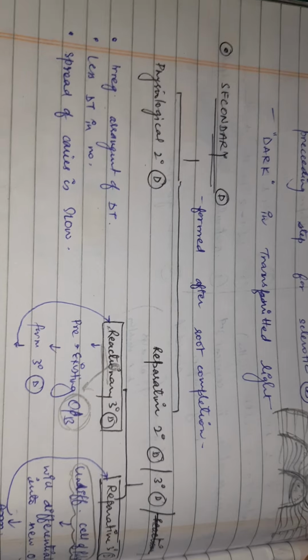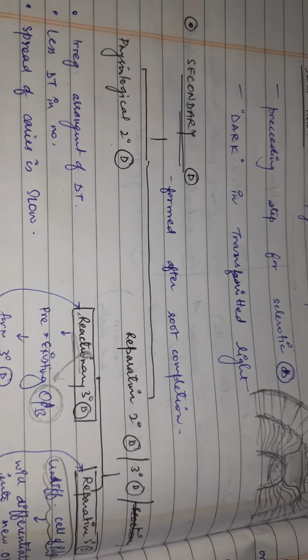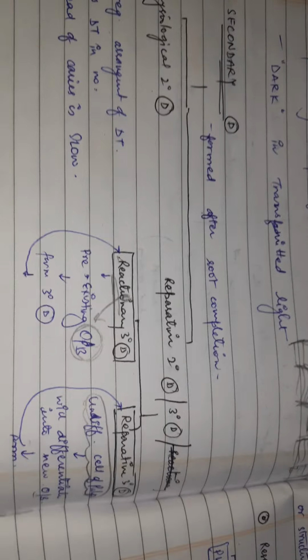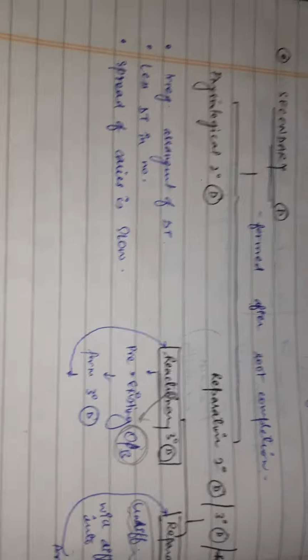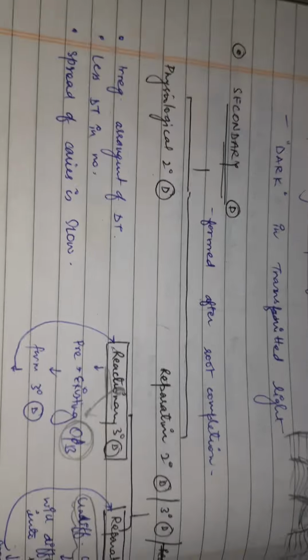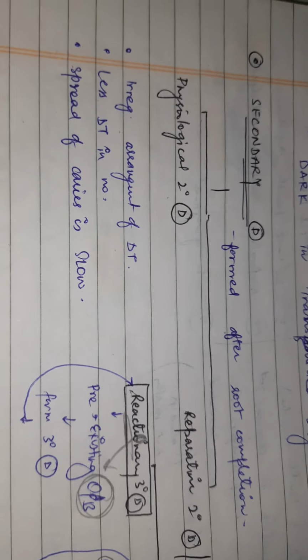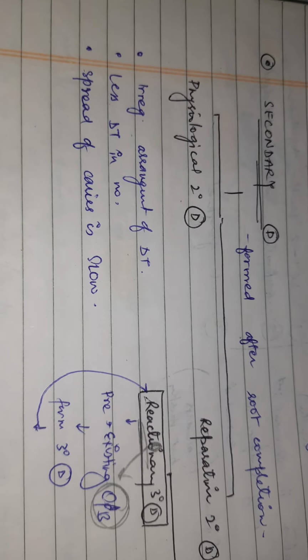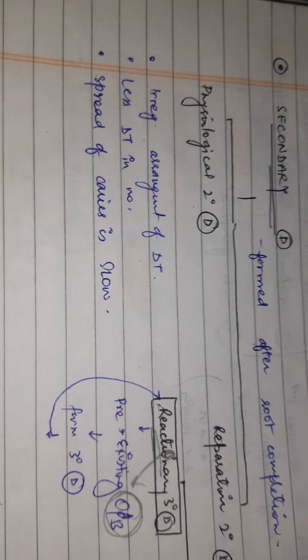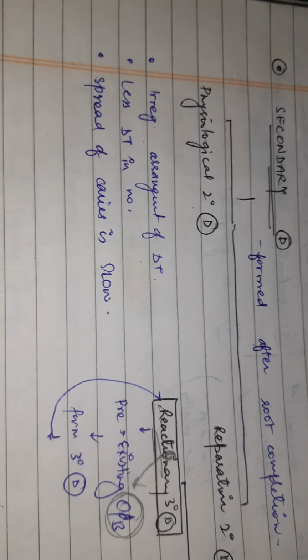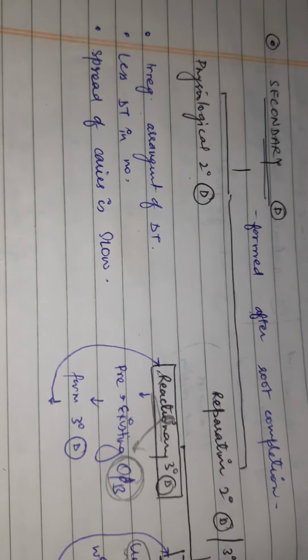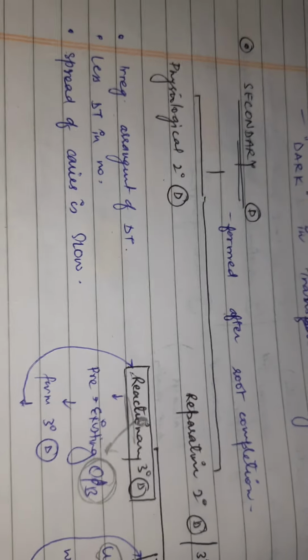Now secondary dentine is formed after root completion. There is physiological secondary dentine, and reparative or tertiary dentine. Physiological secondary dentine has an irregular arrangement of dentinal tubules, fewer dentinal tubules in number, and the spread of caries is slow.